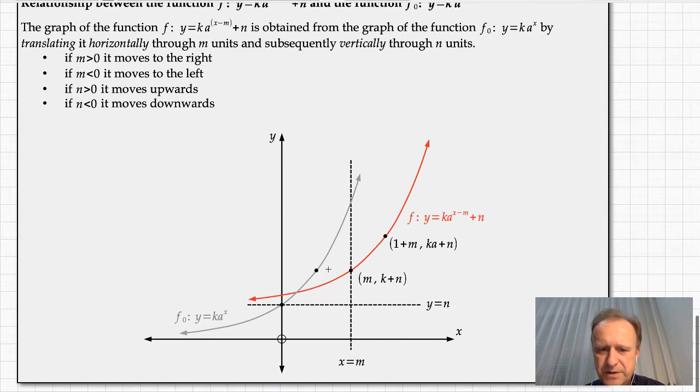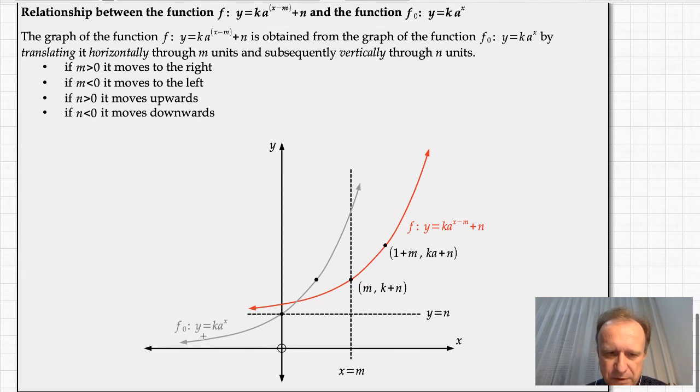This is documented by this figure here. So the original function is in gray color, and the translated one, the general function, the function f, is here in red color. Together with the function, also the vertical and horizontal axis is translated in these two lines. The line y equals n becomes the horizontal asymptote of the function.